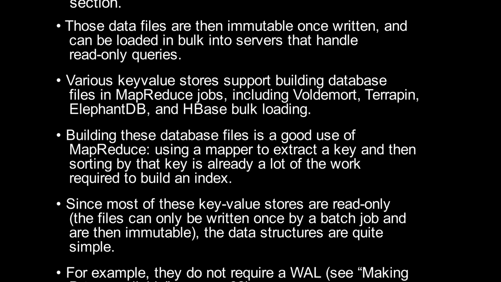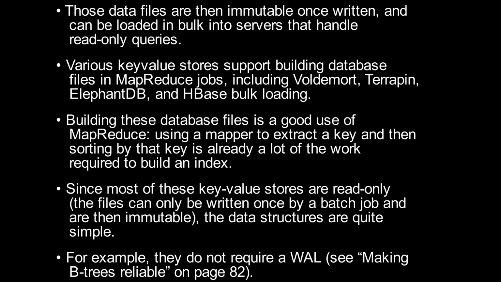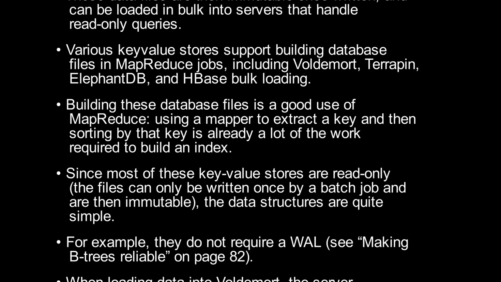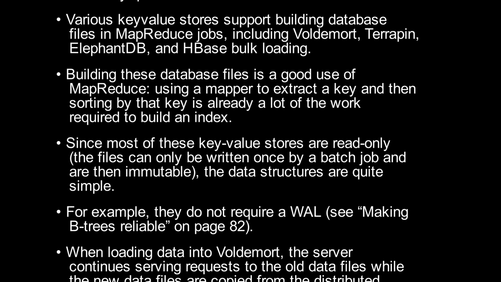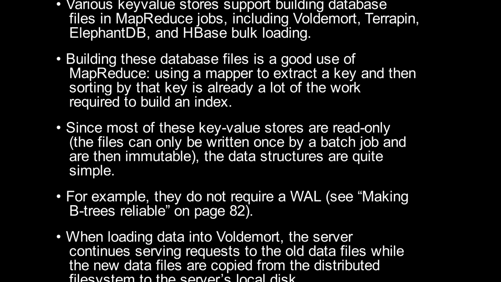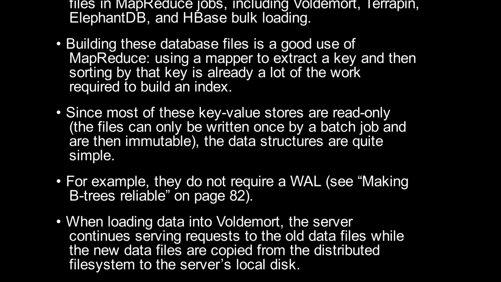Since most of these key-value stores are read-only, the files can only be written once by a batch job and are then immutable. The data structures are quite simple. For example, they do not require a WAL, making B-trees reliable on page 82.